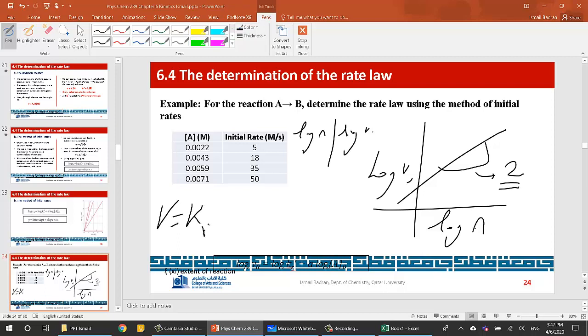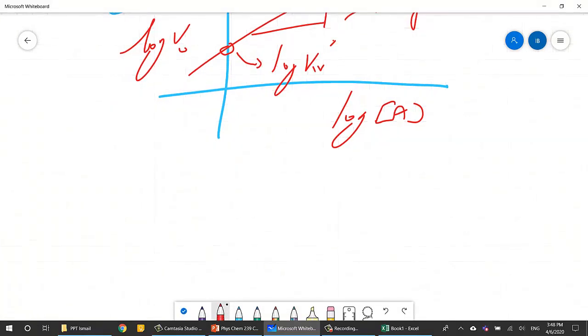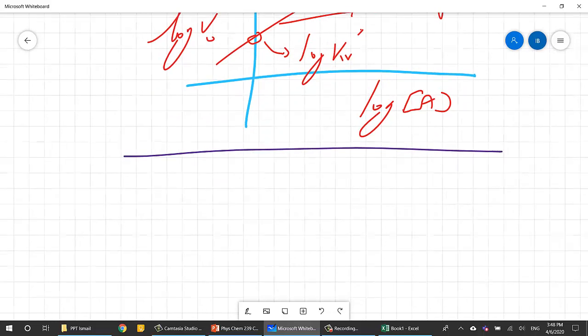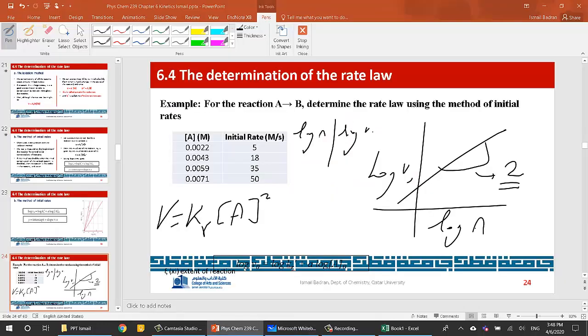Kr, which is the rate constant, times A squared. And you can now calculate what Kr actually is by taking any of these two values. I'm going to do this for you on this slide. I know the rate law is V equals Kr, the rate constant, times A squared, because we just found this is second order. You can take any of these values.